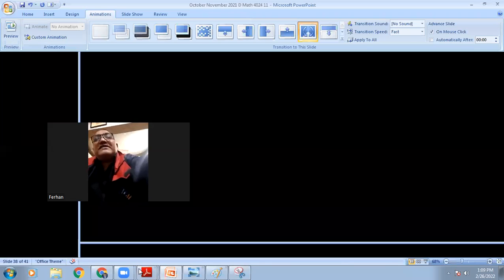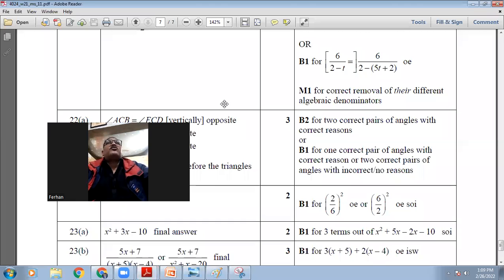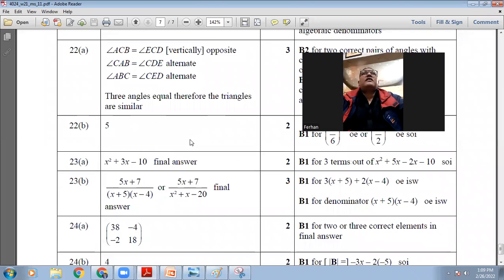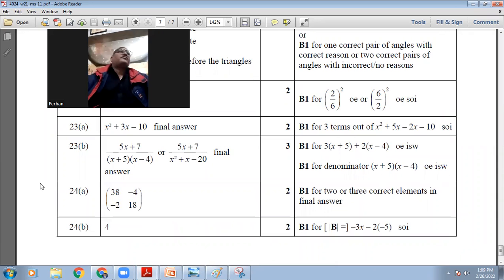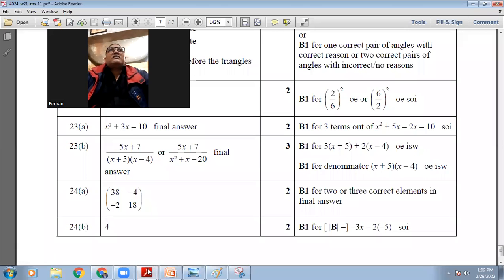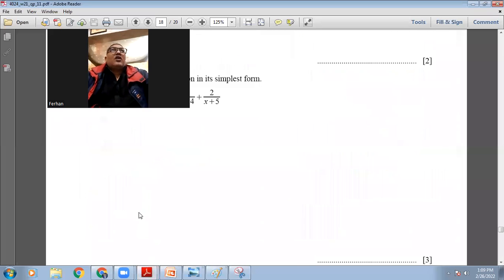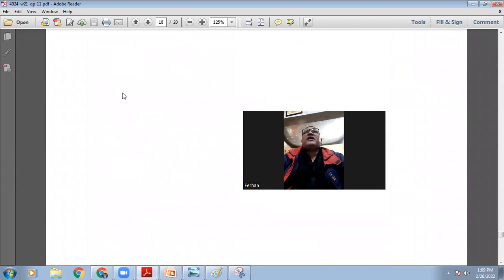I hope you understand. So let's have a look at the marking scheme for question number 23. So here we go, question number 23. So our answers are right. Let's have a look at the answer. Okay, so our answers are right. Yes, they're right. Okay, so let's move to the next part. That was question number 23B part.